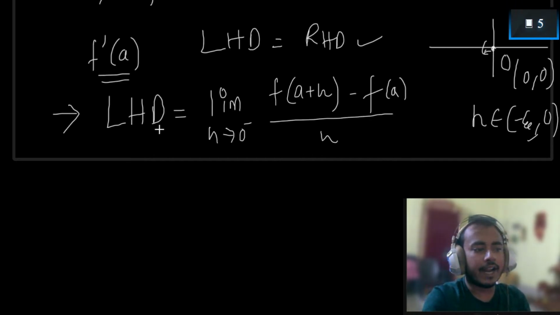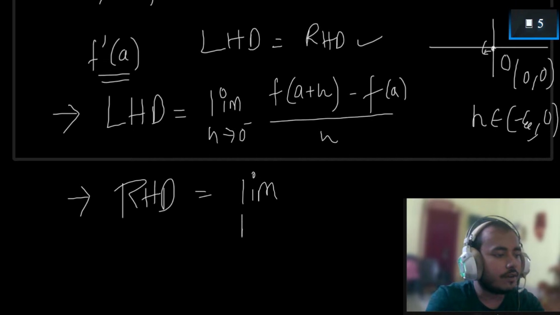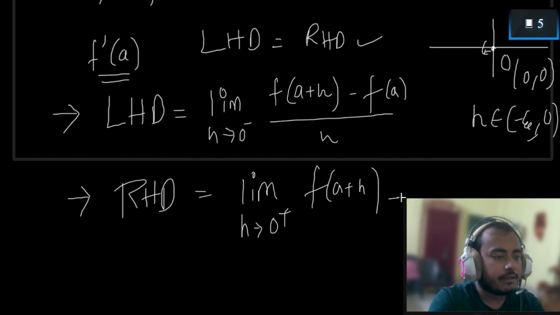So this is called the left-hand derivative. We are going to see a few of the examples. And what is RHD? It is again the same thing, but this time the limit will go from the right hand side. The limit would be where h would be positive. So limit h tends to 0 plus f of a plus h minus f of a whole divided by h. This is called the RHD.